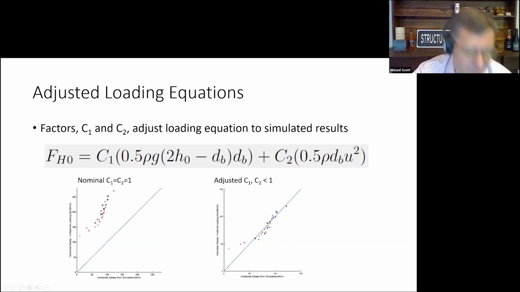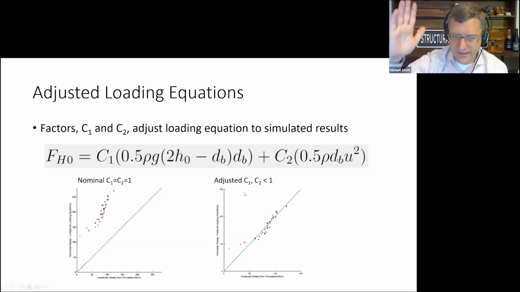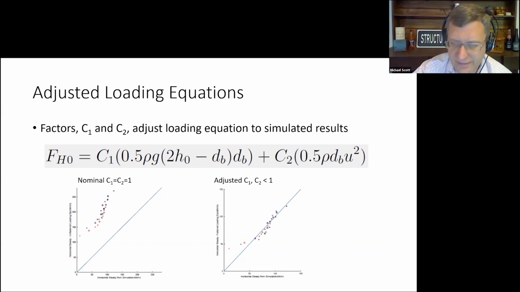So if we plotted from the simulation the horizontal steady state force, and then the steady state force predicted by the unfactored equations, you'd see that the unfactored equations, i.e. with C1 and C2 equal to 1, over predicted the simulation, right? So if we believe that the simulation is an accurate result, which we had reason to not distrust because we matched experiments fairly well, then we could adjust C1 and C2 to be, in this case, something less than 1, to bring the loading equation more in line with the simulations.